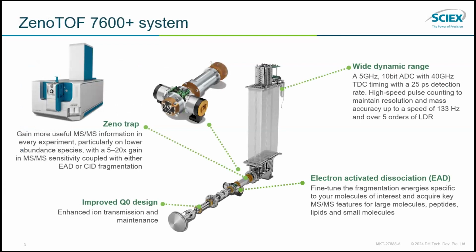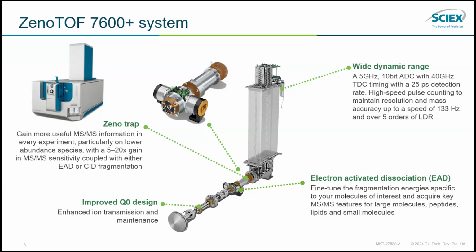So the ZenoTOF 7600, meanwhile 7600 Plus, was launched in 2021. And then it was updated last year with some additional scan functions, which we won't discuss because they are not applicable to glycopeptides at this point. So there are two features in the ZenoTOF system that are very important for glycopeptide analysis. One of them is the ZenoTrap, which I will explain in more detail over the next couple of slides. And then, as Kristina mentioned, the other one is the ability to do electron-activated dissociation rather than CID, so collision-induced dissociation.